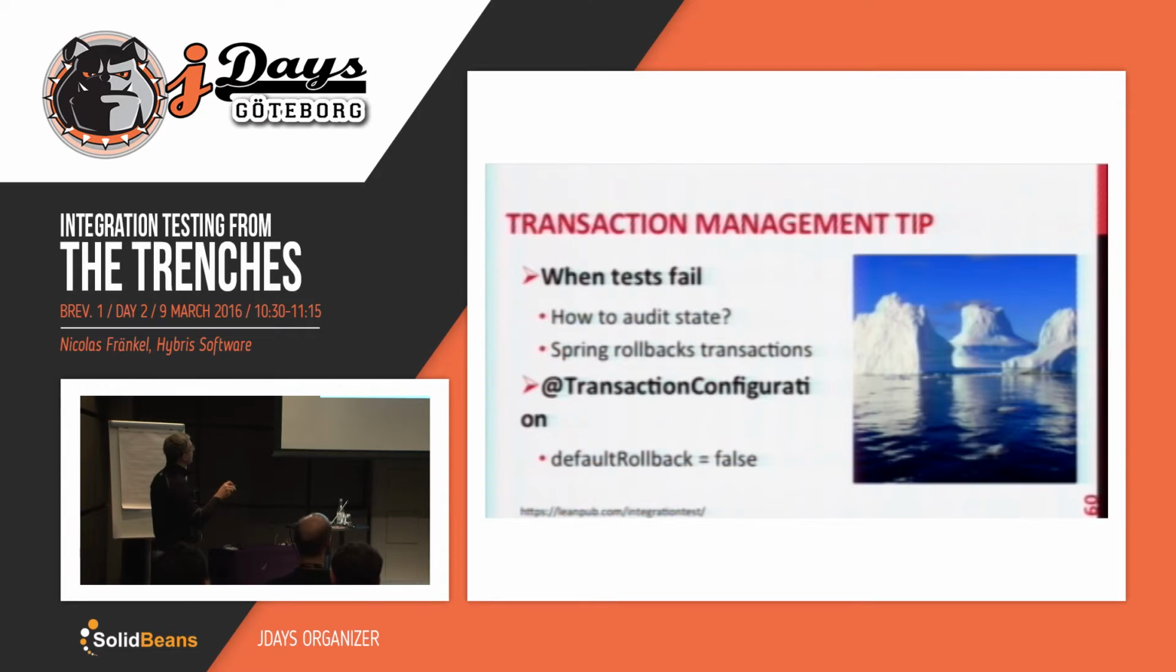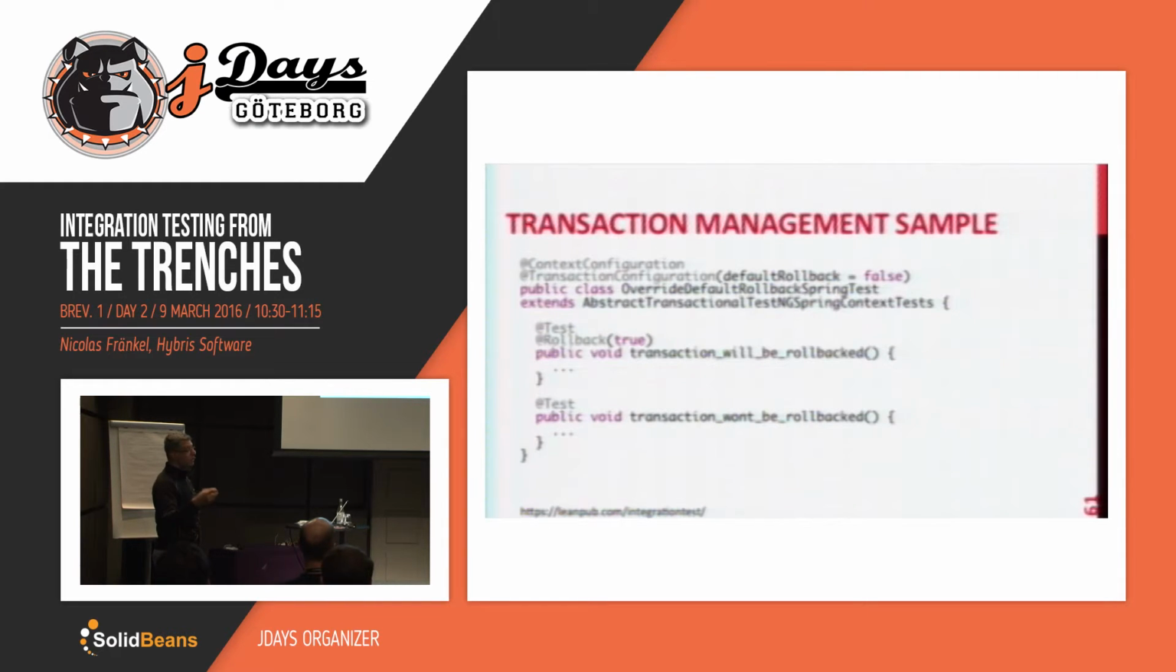So here, just set the transaction configuration default rollback to false, and Spring by default won't roll back. Of course, if you still want to roll back at some point, it's possible per method, by setting rollback equals true. I have a lot more to say about Spring, but we don't have so much time. Suffice to say that you can also test Spring web applications using this kind of stuff by injecting not the context, but a web app context.